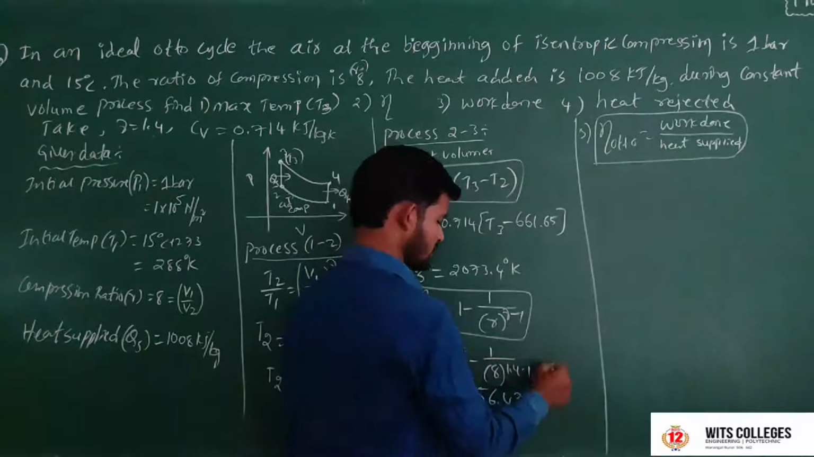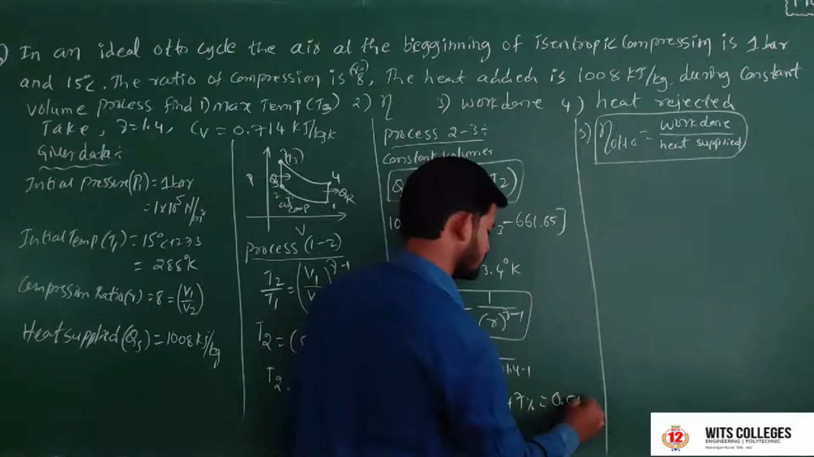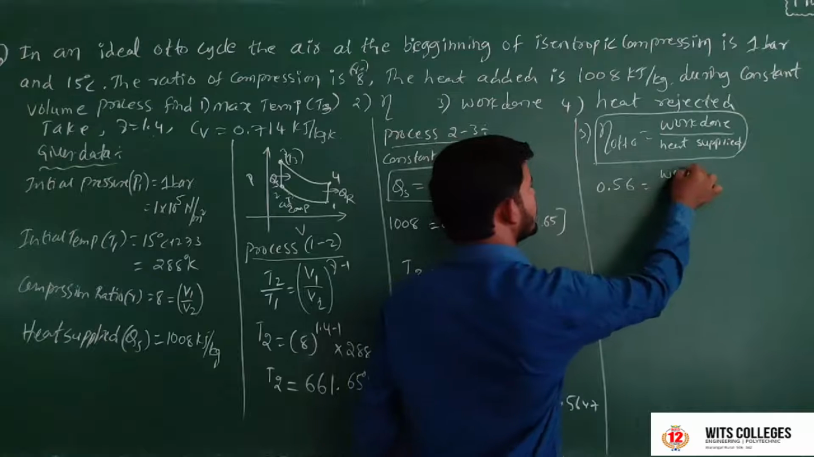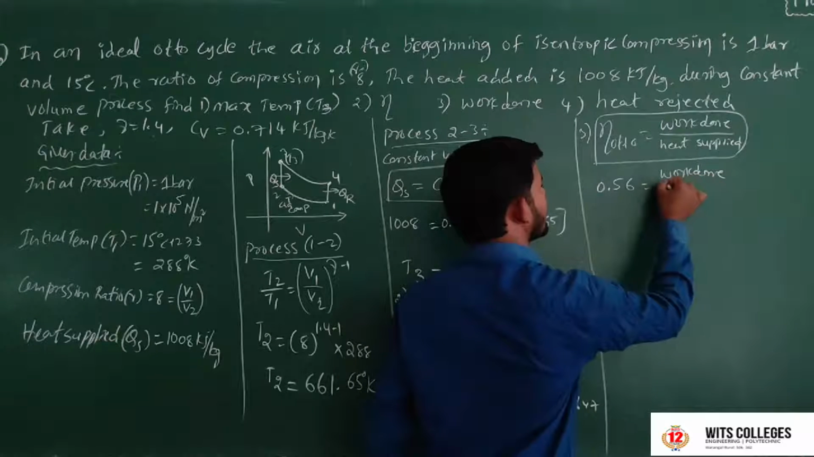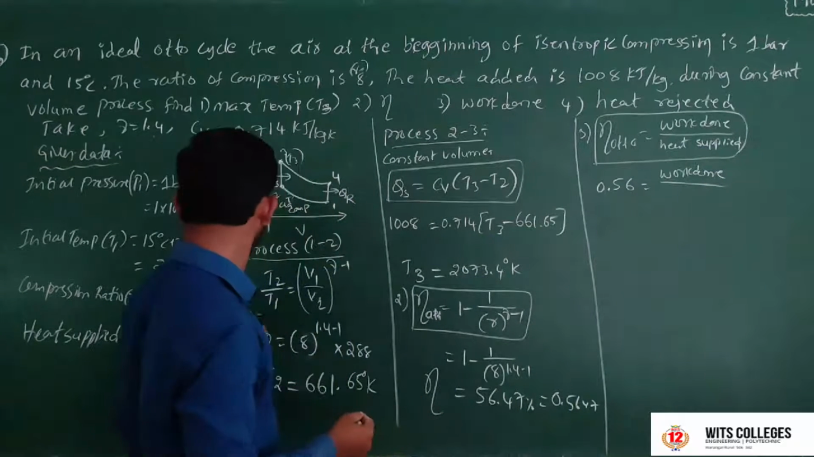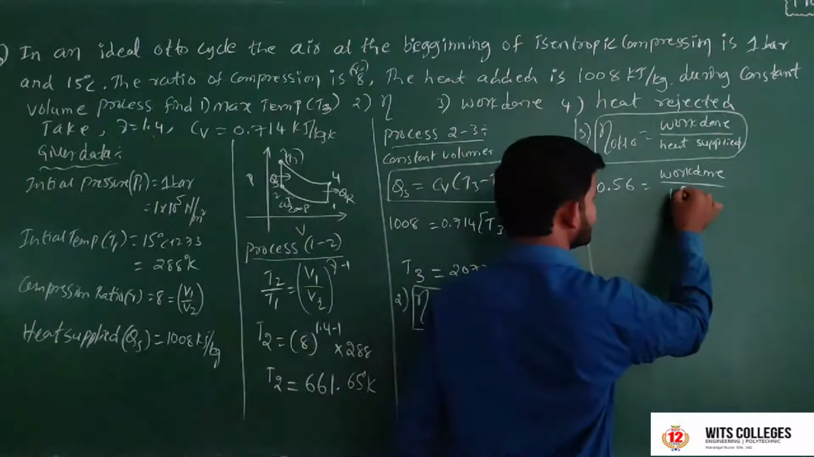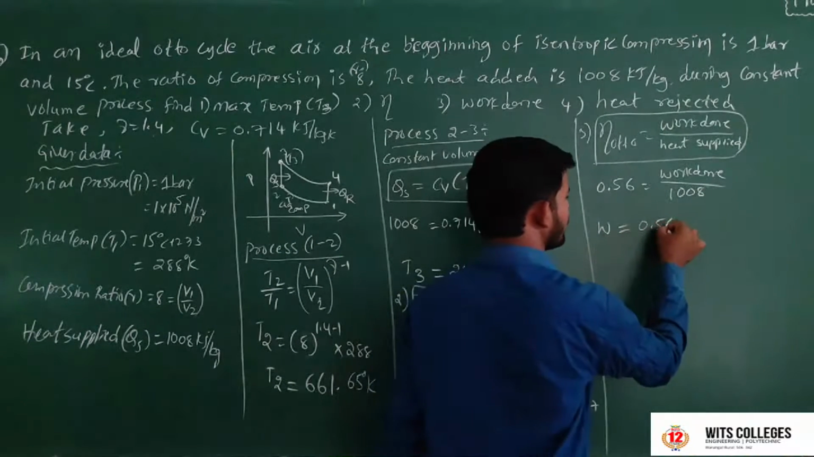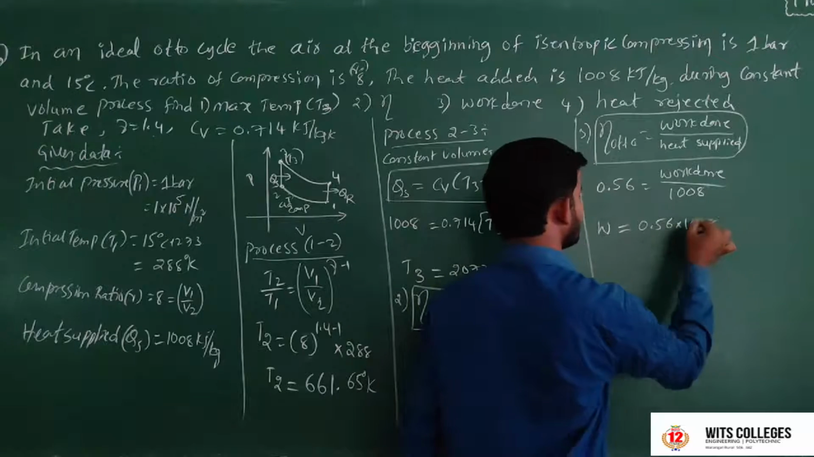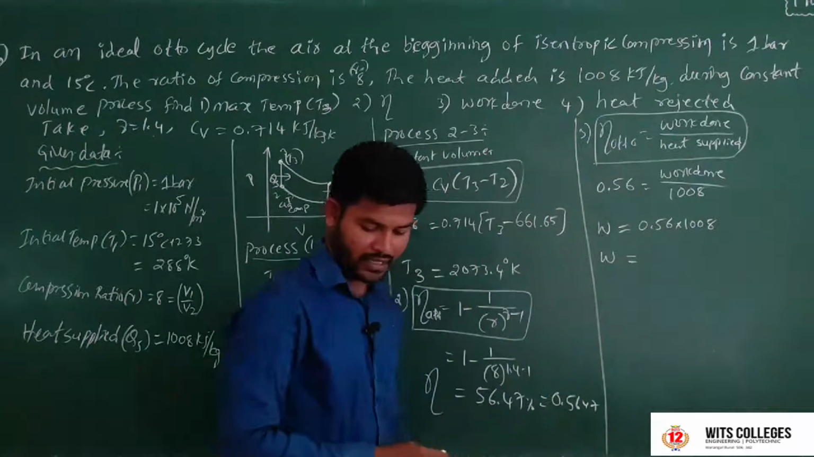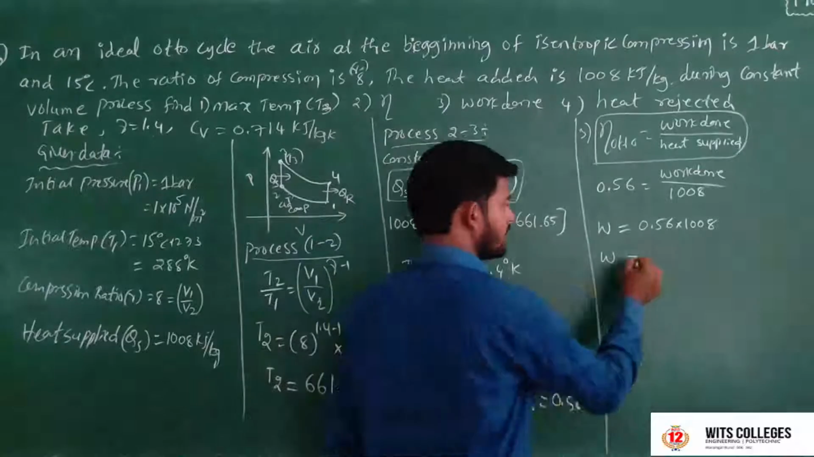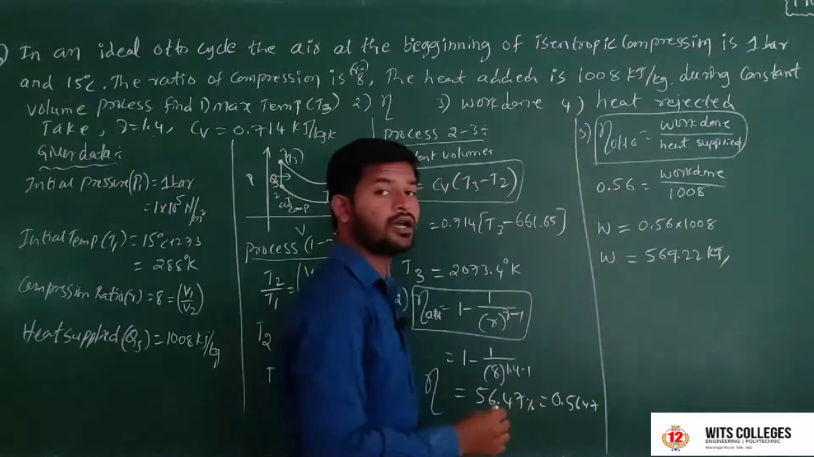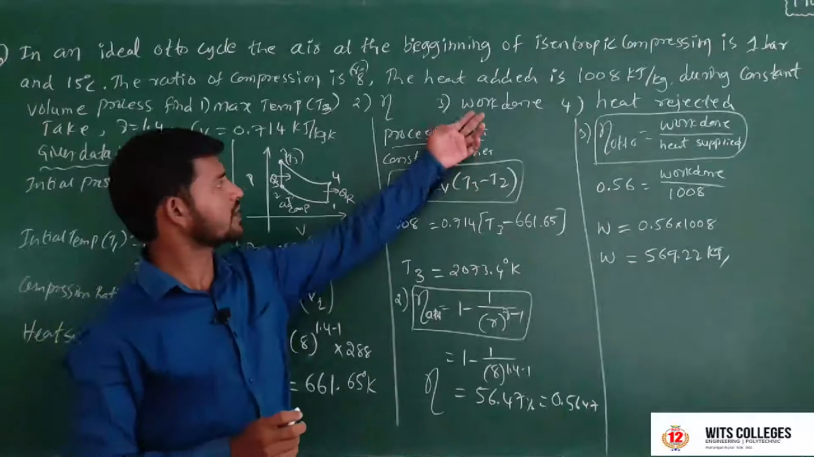Here we substitute: 0.5647 equals work done divided by the amount of heat supplied, that is 1008. So work done W equals 0.56 into 1008. Then we get the work done W equals 569.22 kilojoules. In this manner we find out the work done.